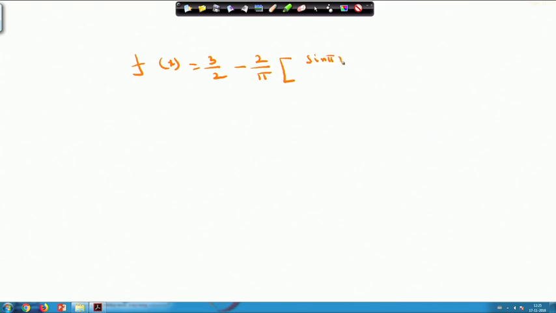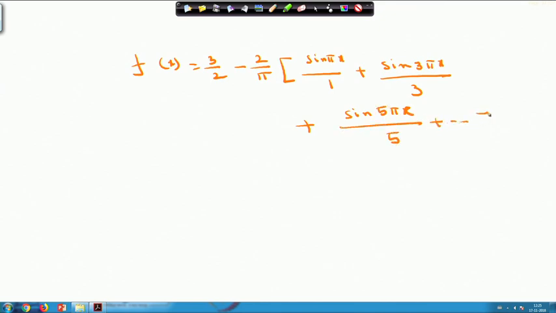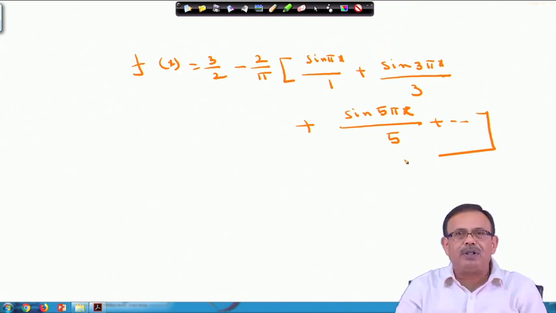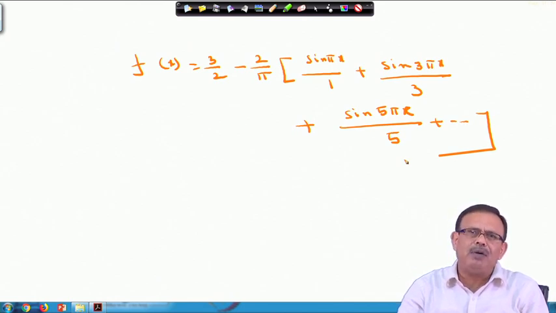sin pi x by 1 plus sin of 3 pi x by 3 plus sin of 5 pi x by 5, and like this way it will go. So, the function f x can be represented in this particular format. Therefore, if a function f x is defined either in minus pi to pi, or in minus l to l, or if it is an odd function or an even function, we can find out the Fourier series of these functions like this way.